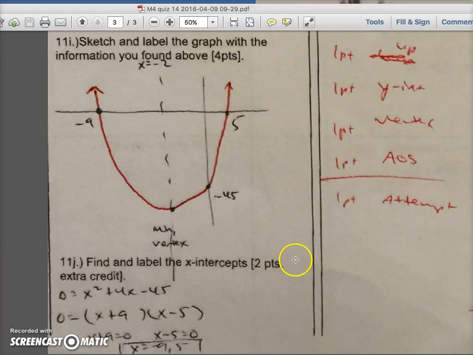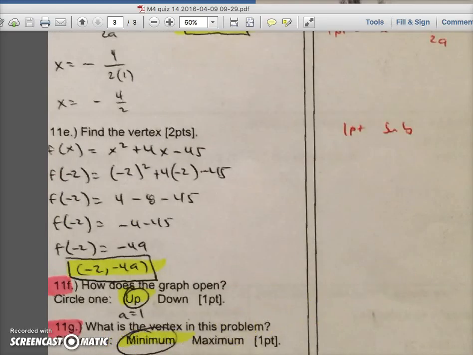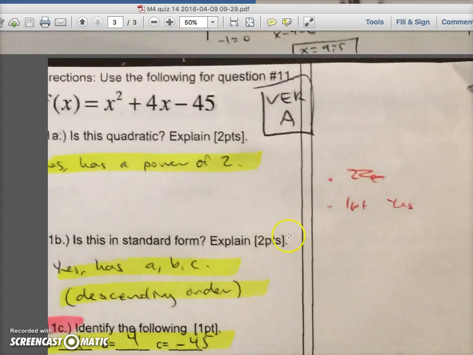So if you missed a problem, redo it. You should be writing on the side in your explanations. I hope this was helpful for you to be successful on your next quiz on Tuesday. Good luck.